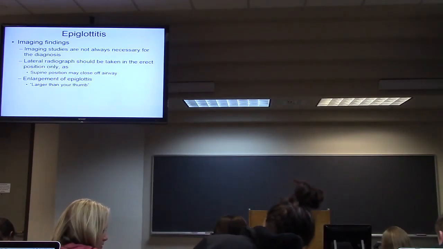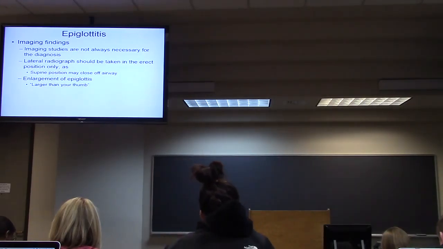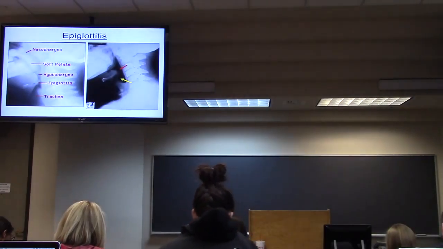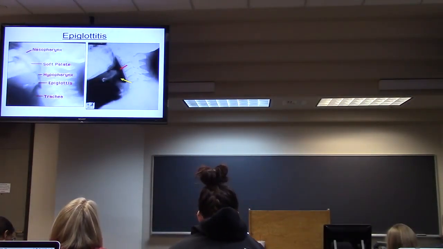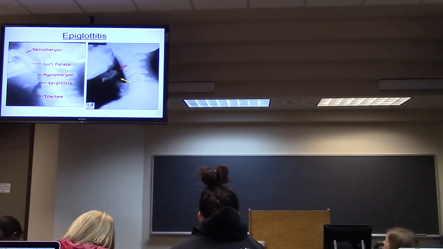So one thing that you'll see on an X-ray, this is a board question, a thumbprint sign. So the epiglottis on a lateral view, I think we've got a picture here. So there's the epiglottis on the left, see how it's small, and you can see there how on the right it's big. So if it's bigger than your thumb, then you've likely got epiglottitis.